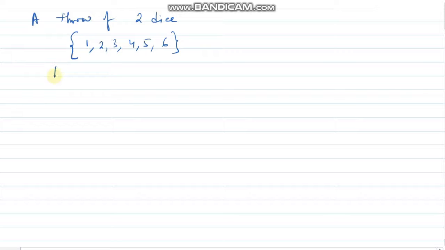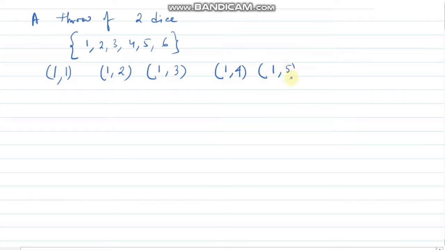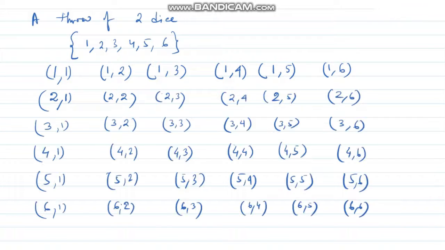So for the first die 1, my second die can be 1, first die 1, second die can be 2, first die 1, second die can be 3, first die 1, second die can be 4, first die 1, second die can be 5, first die 1, second die can be 6. Now if I move on, first die 2, second die can be 1, right? First die 2, second die can be 2, right? So further if I proceed like this, I'll get this many outcomes. Just check, total 1, 2, 3, 4, 5, 6 like this, 36 outcomes.